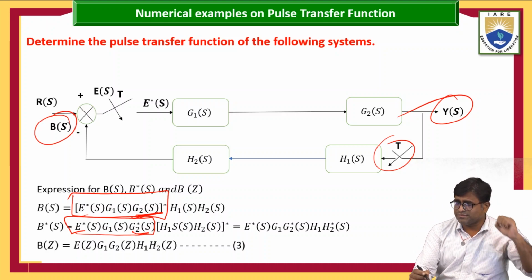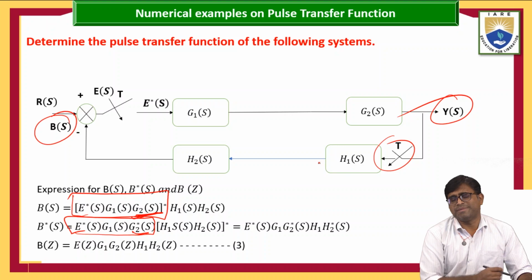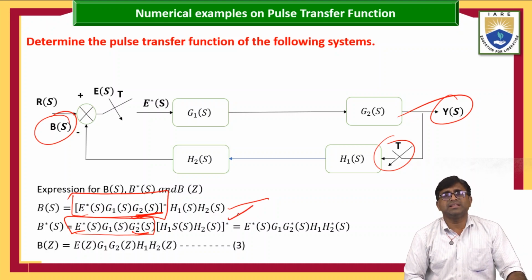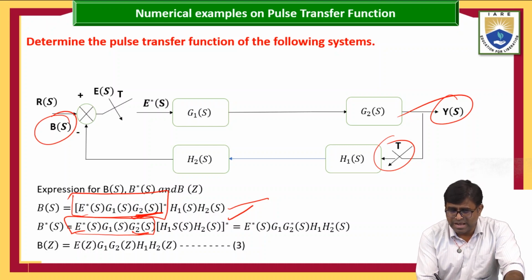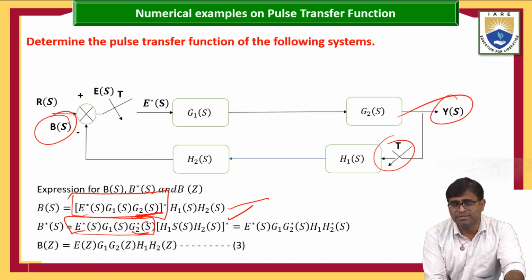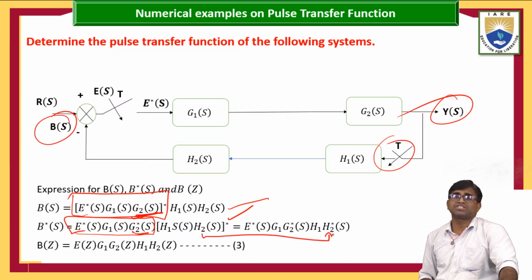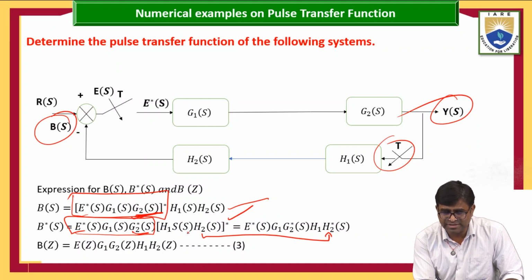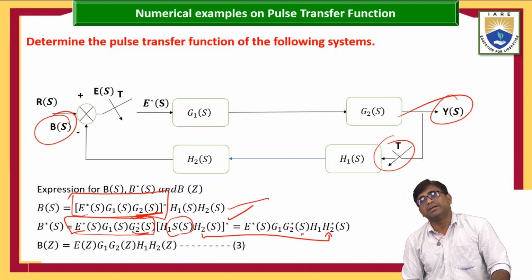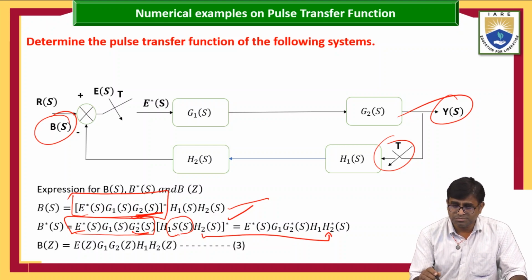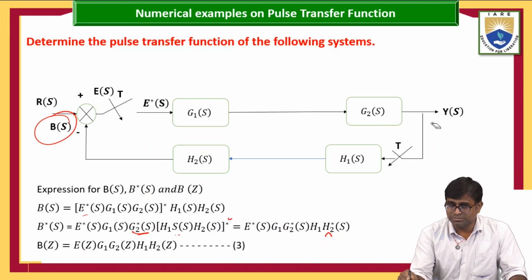After that, we take H1 H2 as the feedback. But we are applying the pulse, that is why I am taking the star. We know the same property: as I said in the previous point, only for this one the star is coming, and for H1 of S the transform comes to only H1. These are the properties of the pulse transfer function, which I will explain in a previous section. So we got this value.